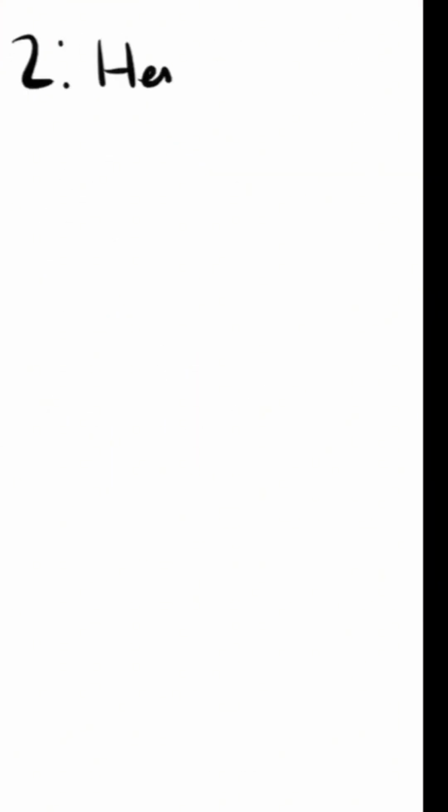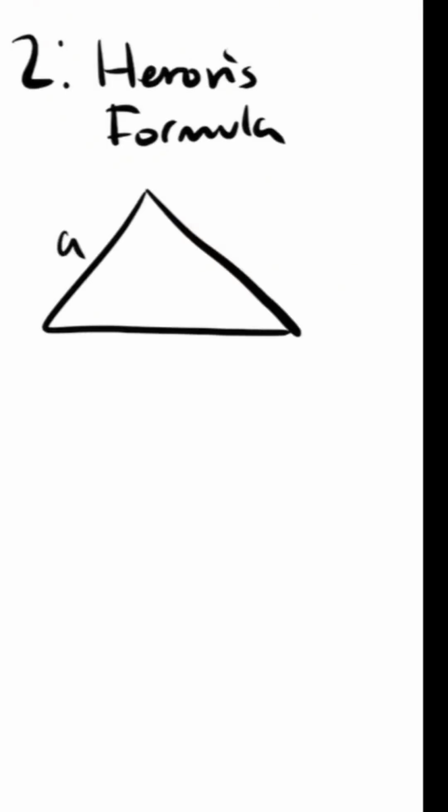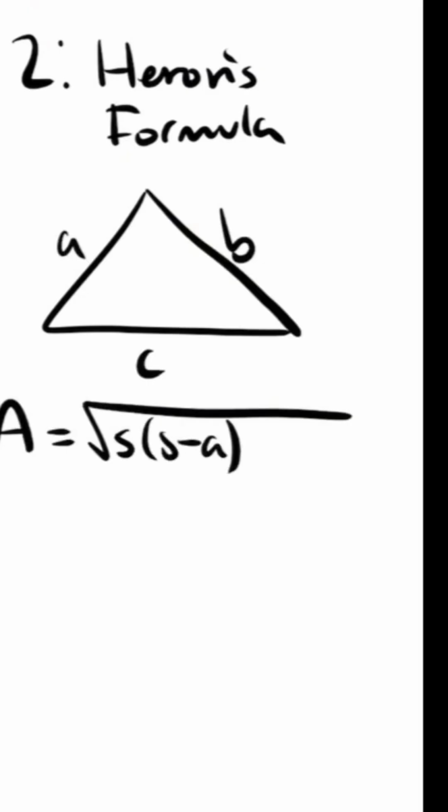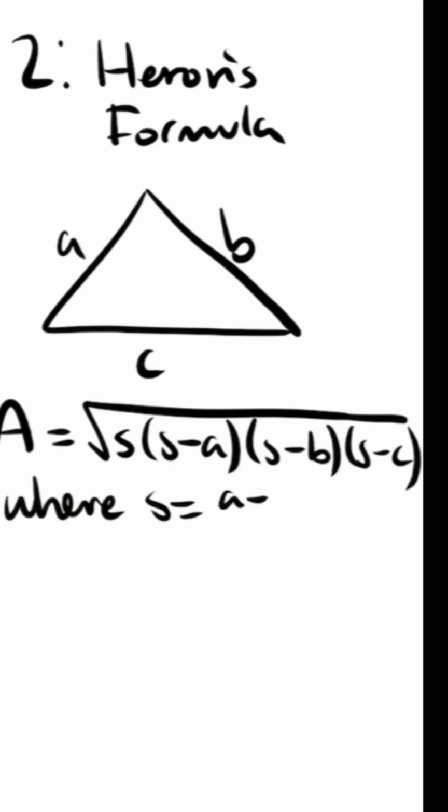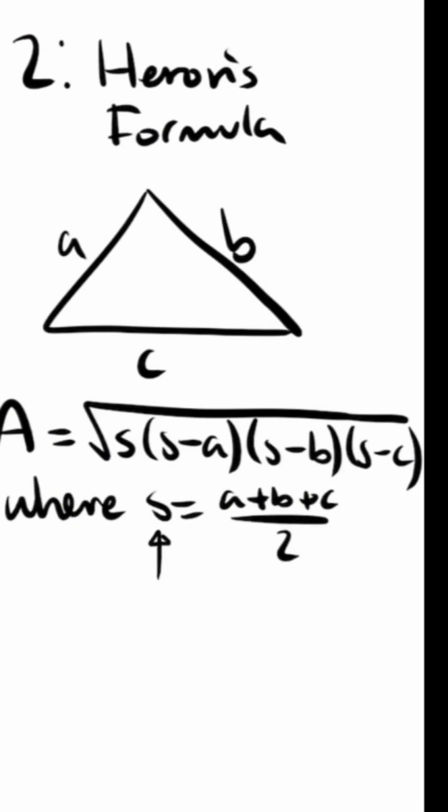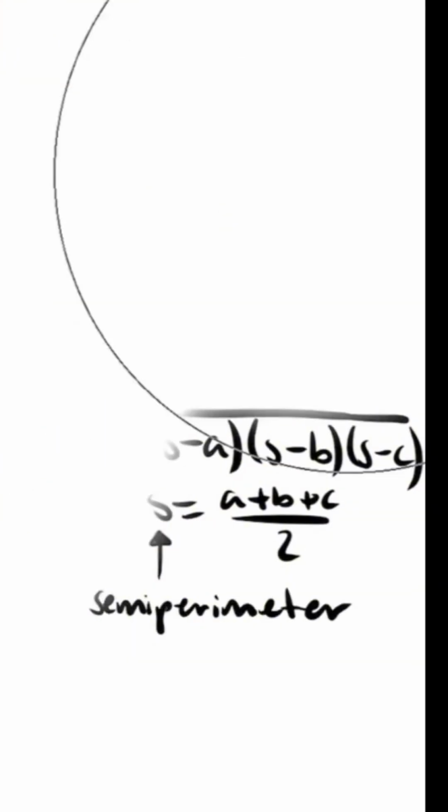The next one is Heron's formula, which would only be used if you know all the sides of a triangle. If the sides of the triangle are A, B, and C, the area would be the square root of S times (S minus A) times (S minus B) times (S minus C), where S is (A plus B plus C) divided by 2, often called the semi-perimeter, because it's the perimeter of the triangle divided by 2.